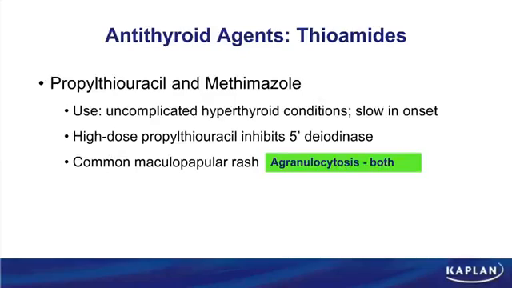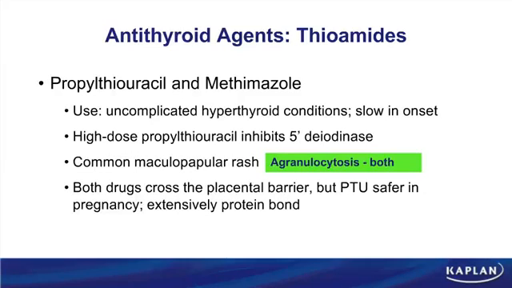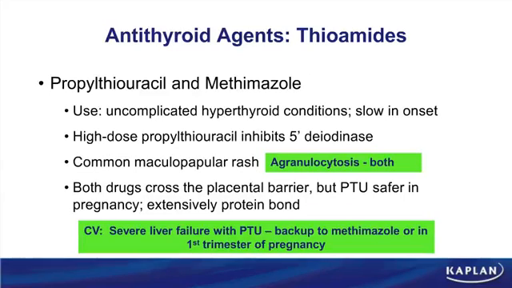But given a choice between these two drugs, today we're more likely to go with methimazole, and that's because of my clinical vignette at the bottom. We have seen severe liver failure with PTU, which has relegated this drug to being a backup to methimazole. But we do consider using PTU in the first trimester of pregnancy, and that's because PTU is more highly protein bound, and that means it's a little bit safer, especially in that first trimester.